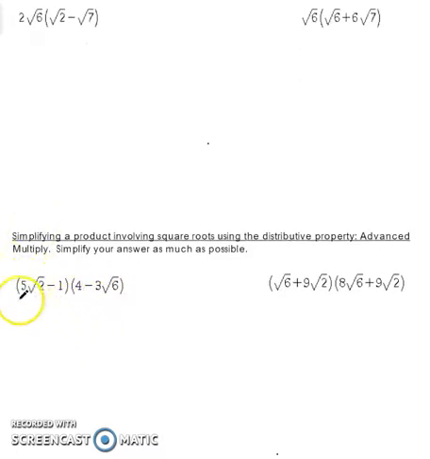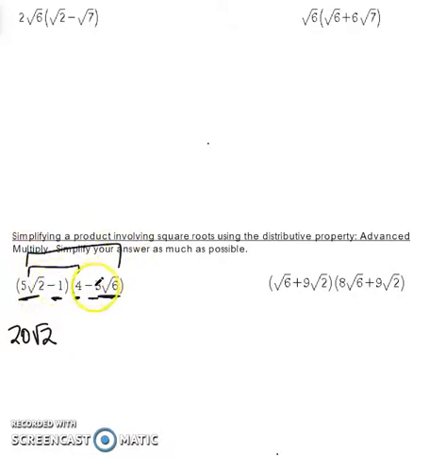What do we have? We have 5 root 2, a negative 1, a positive 4, and a negative 3 root 6. So let's do our first. 5 root 2 times 4. Well, 5 times 4 is 20, so we have 20 root 2, right? Combine our like terms.